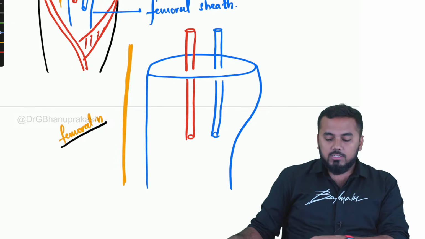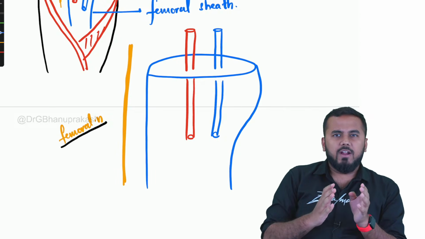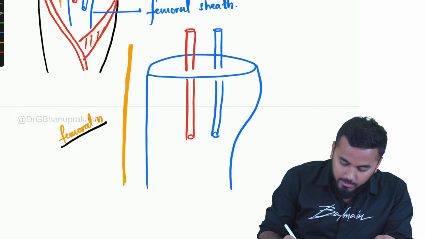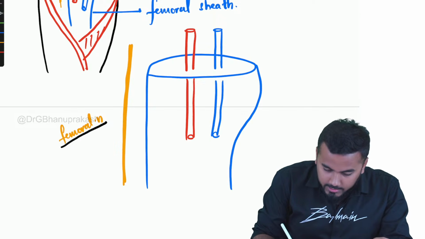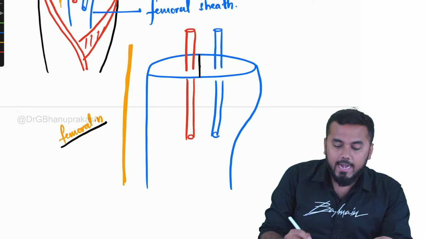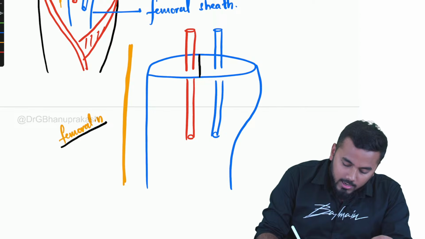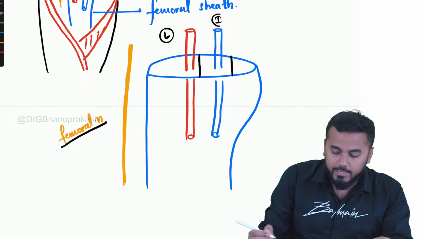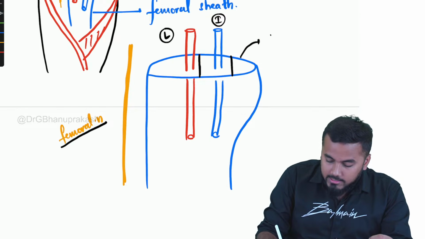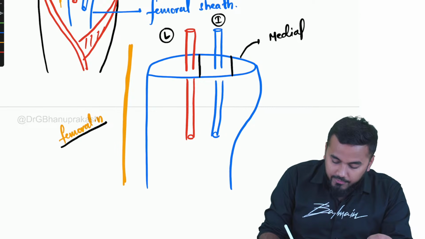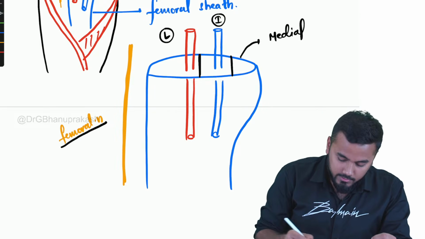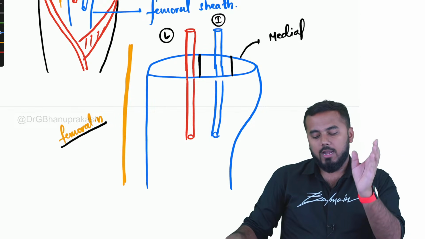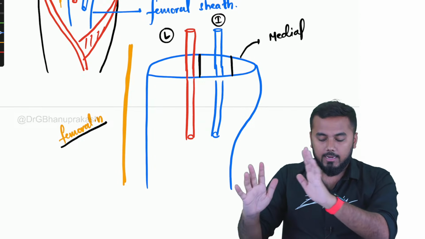Okay, now this femoral sheath is divided into three compartments. What are those three compartments? Look here. This is called the lateral compartment. Next, look here. This is called the intermediate compartment, and this is called the medial compartment. So within the femoral sheath, there are three important divisions: lateral compartment, intermediate compartment, and medial compartment.